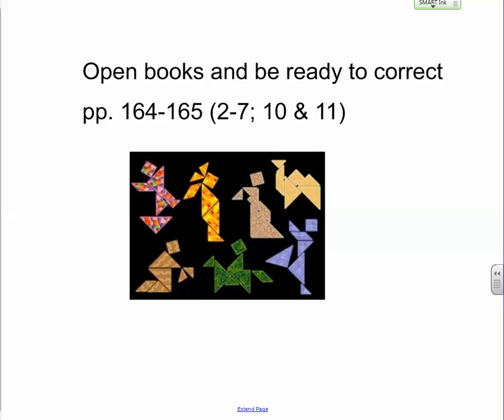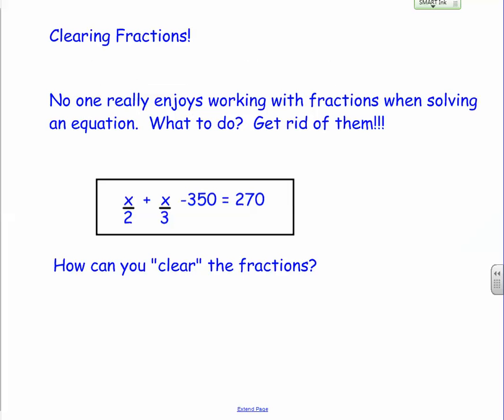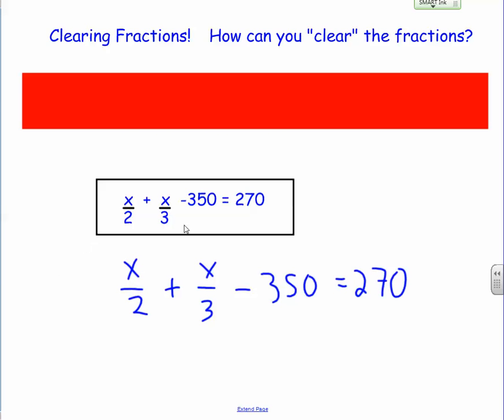All right, we checked your homework. And then nobody really likes working with fractions in an equation like this. So what we talked about today is how you get rid of, or clear, a fraction. The first thing you want to do is get rid of this subtracting 350. We do that by adding 350 to both sides of the equation, to get 720.